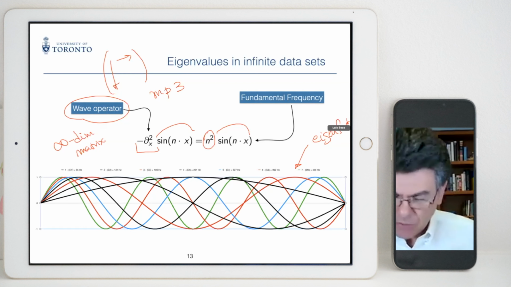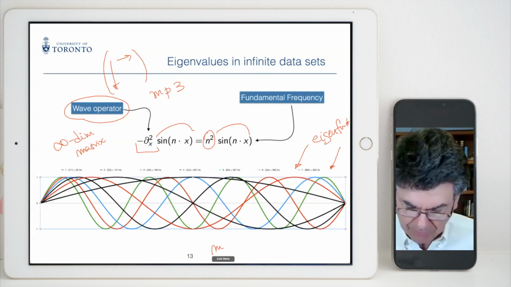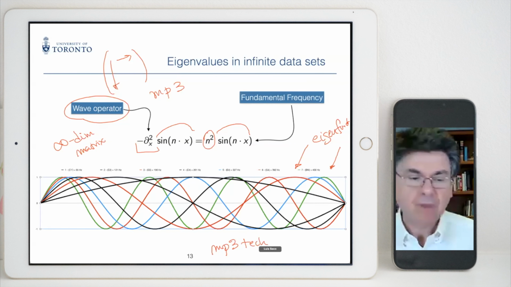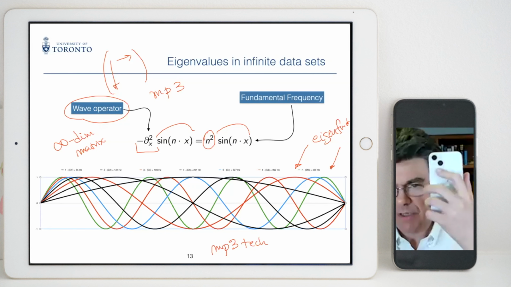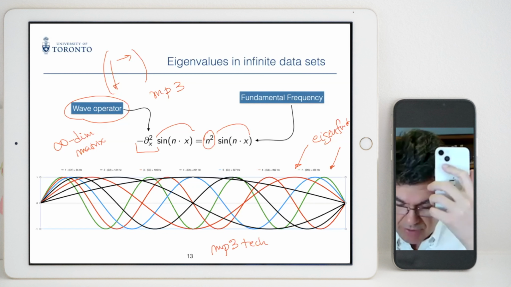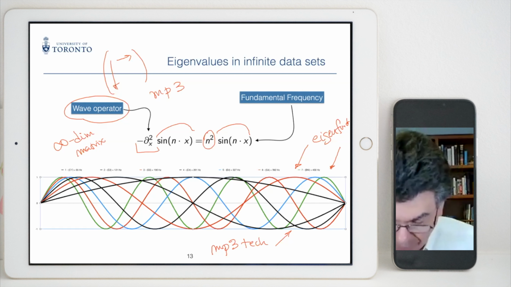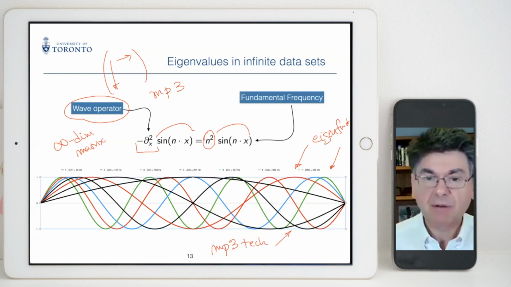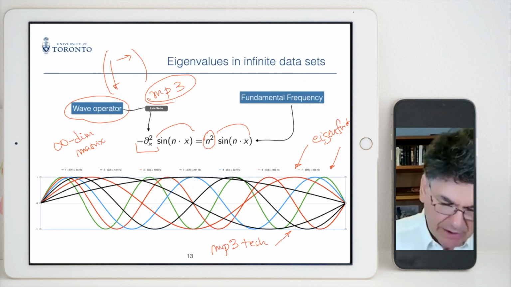And you may have seen that this is how you do music. So the MP3 technology takes music that you hear and digitizes it using these eigenfunction decompositions. So another application of eigenvalues and eigenvectors is in the digitization of music. You can make music digital, and that's what MP3 does. It makes digital sound.